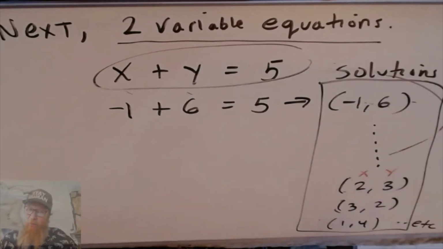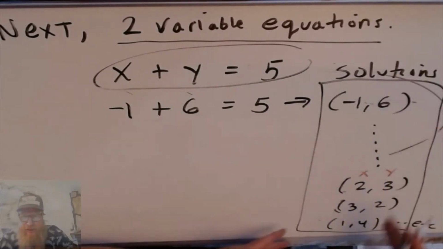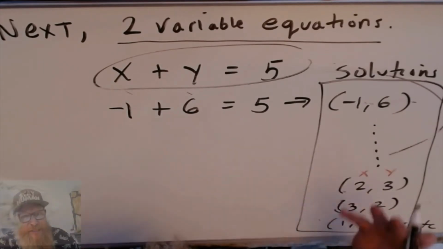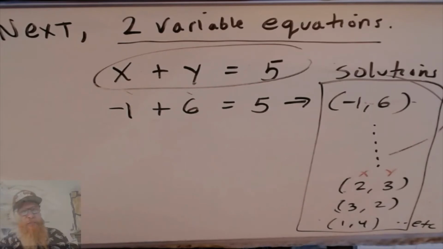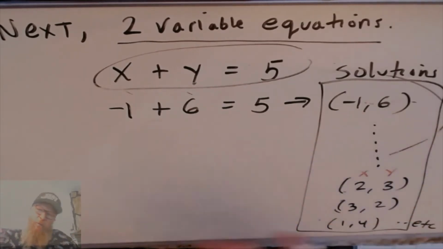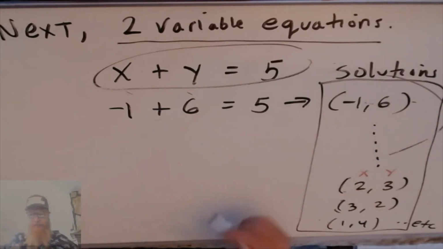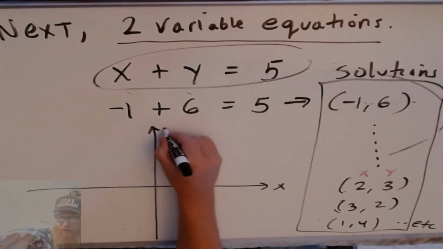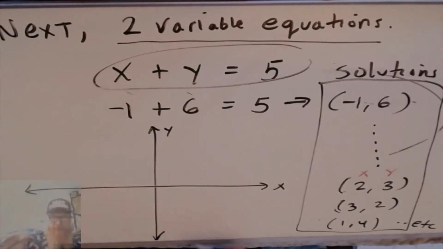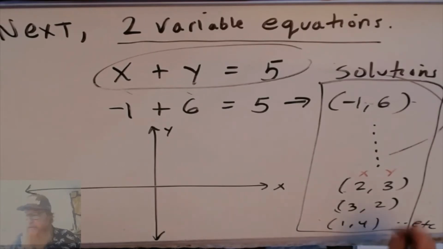So what does this solution look like? I'd like to see a visual representation of what these answers actually look like. That's where we're going to go back to the graphing that we were doing yesterday. X and Y, the rectangular Cartesian coordinate plane, Cartesian coordinate system. Each one of these points is a dot. Let's go ahead and plot a few of them.